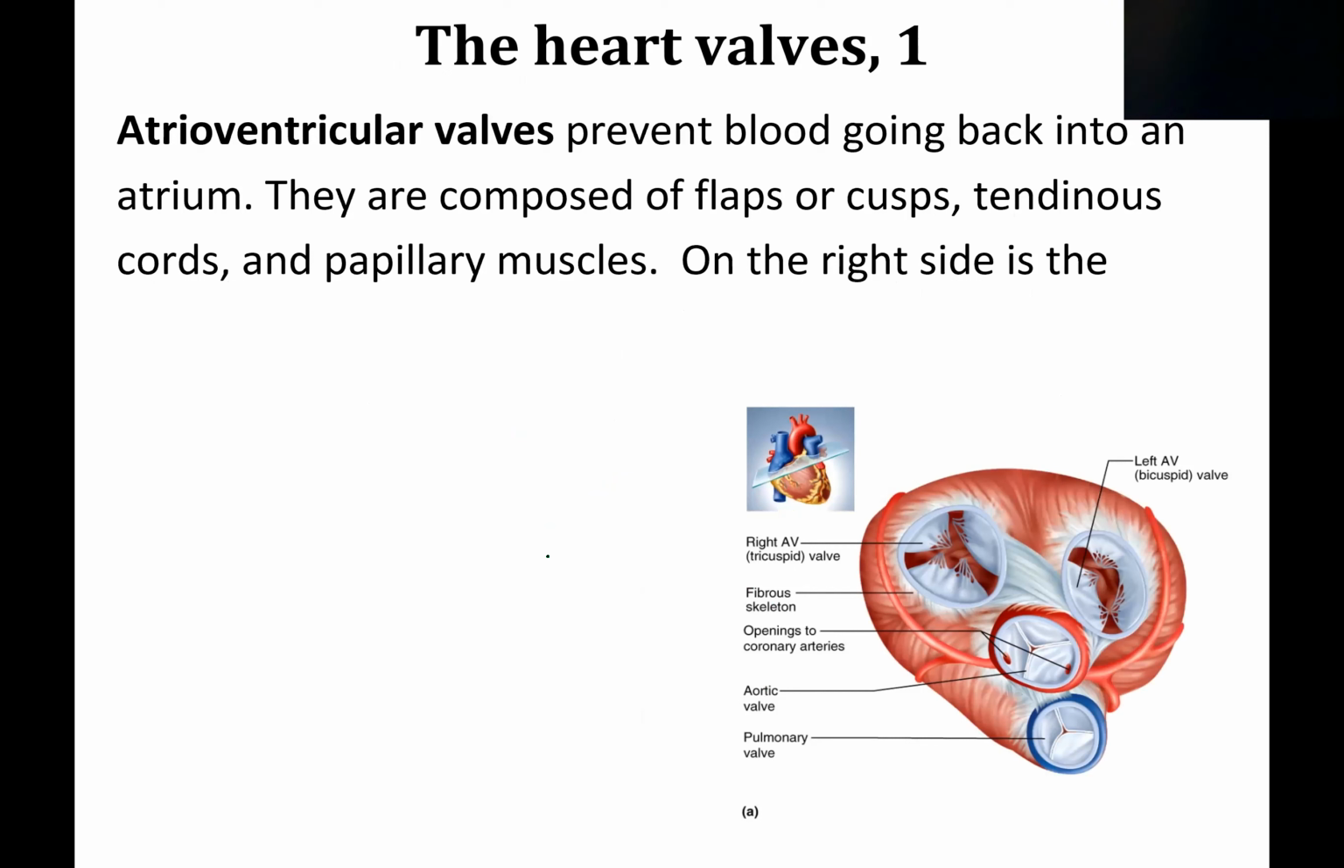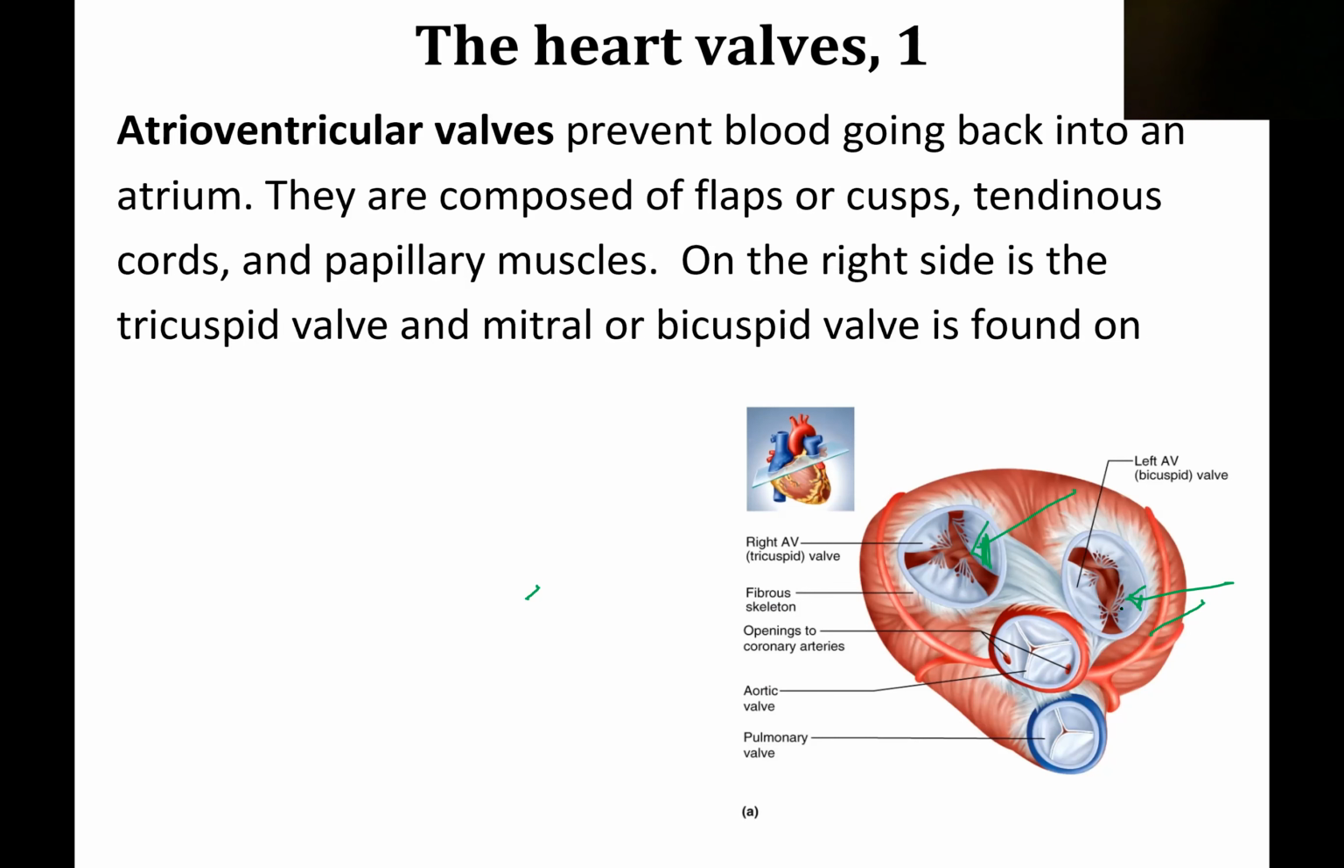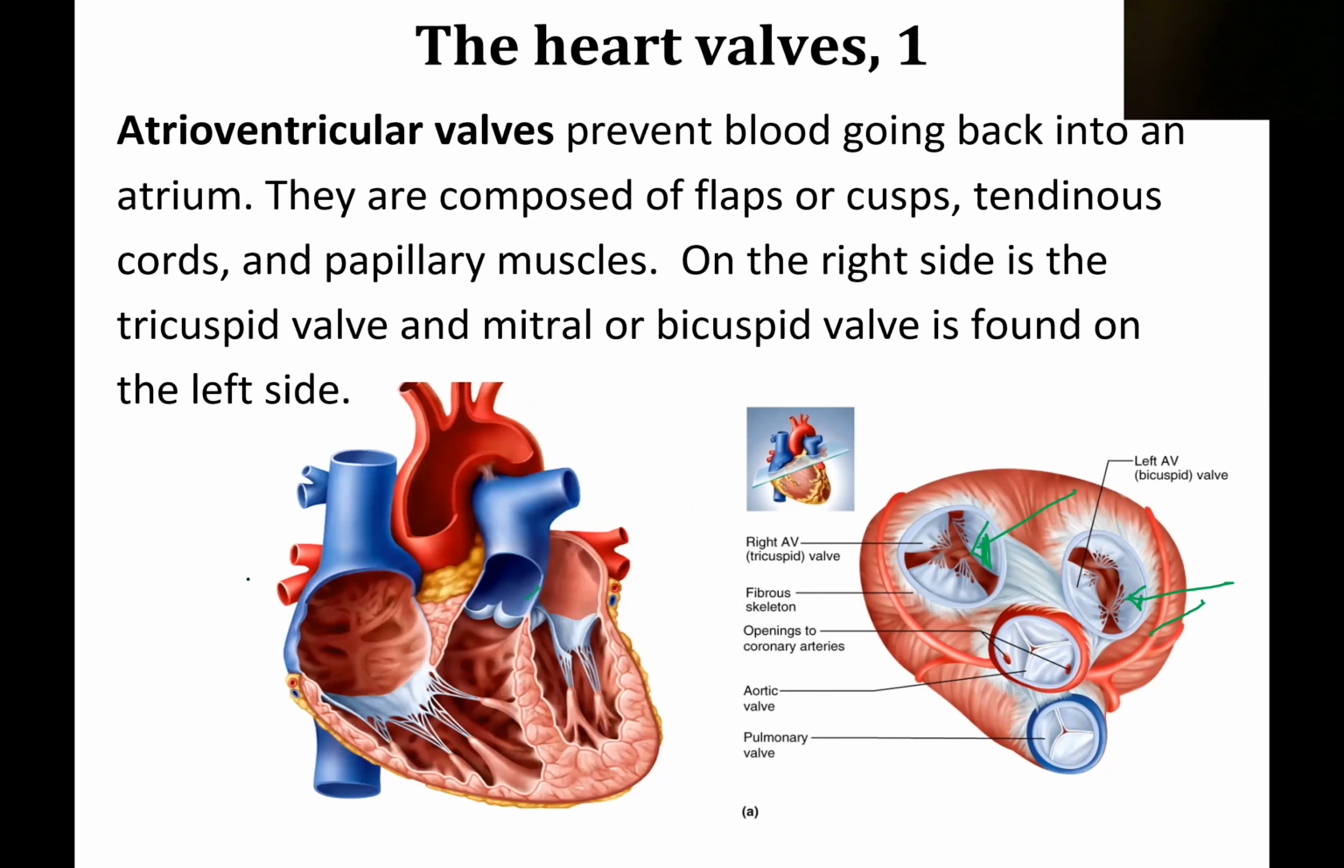So you have a superior view here in this picture. This would be on the right side, and this would be on the left side. So on the right side, you have the tricuspid valve because it has 3 cusps. On the left side, you have the mitral or bicuspid valve. Tricuspid, because this is the apex, so this would be the left side and that would be the bicuspid.